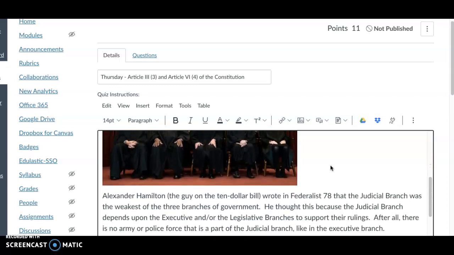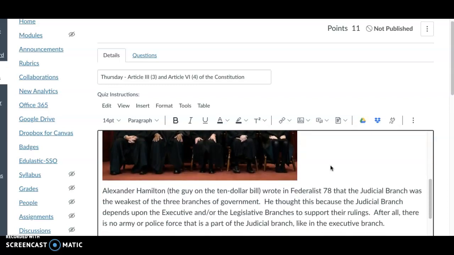So, Alexander Hamilton, the guy in the $10 bill, wrote in Federalist 78 that the judicial branch was the weakest of the three branches of government. He thought this because, among other reasons, the judicial branch depends upon the executive and or the legislative branches to support their ruling.